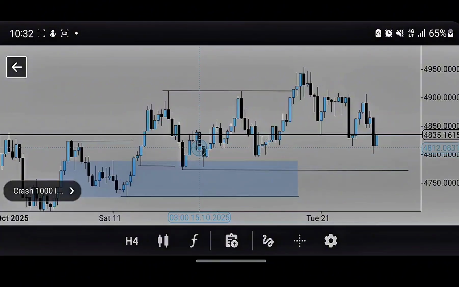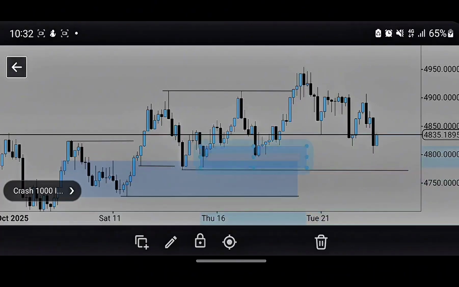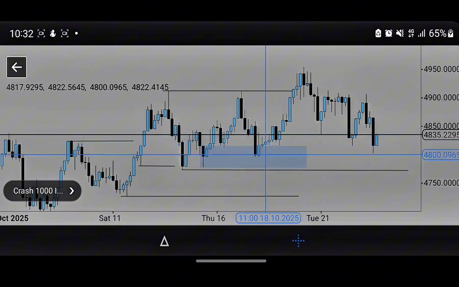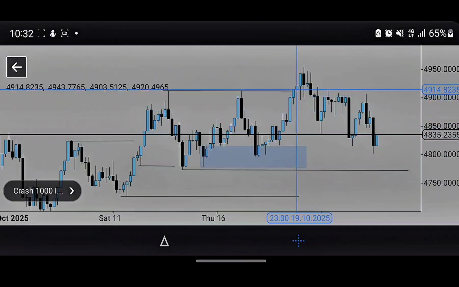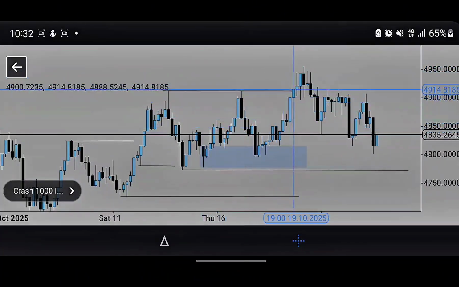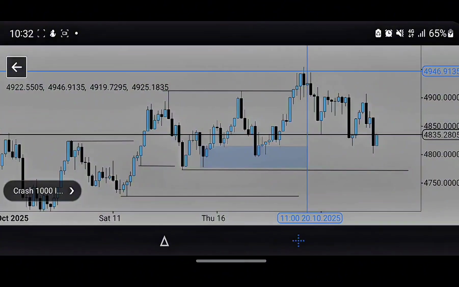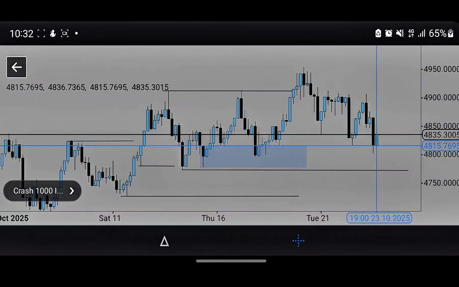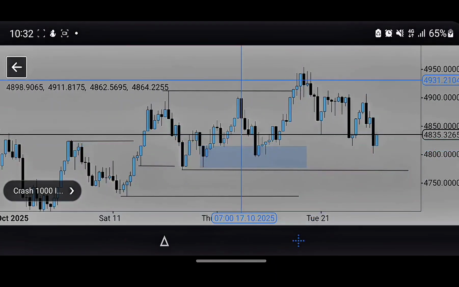We tapped into this demand level right here. So let me just delete this previous one. Okay, so after we tapped into this demand level right there, price then went and took out liquidity, because liquidity is always taken out. So we took out our liquidity, then price started printing a series of levels going lower and lower, and we have hit this level again.